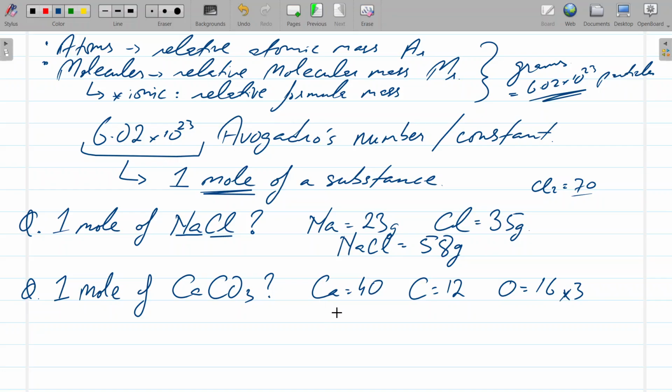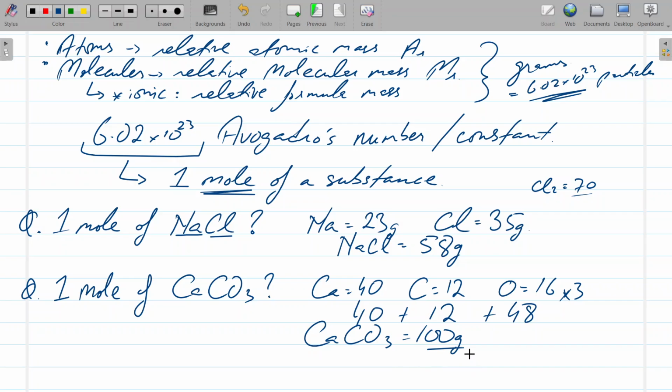And so you have 40 plus 12 plus 48, which would give us 100. So the relative molecular mass of calcium carbonate, or in fact, calcium is an ion and carbonate is an ion, so formula mass, I guess, of CaCO3 is 100 grams.